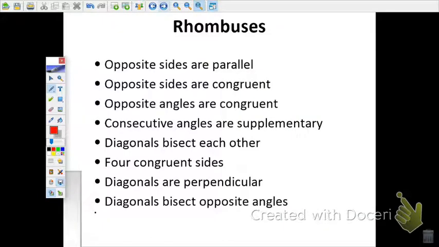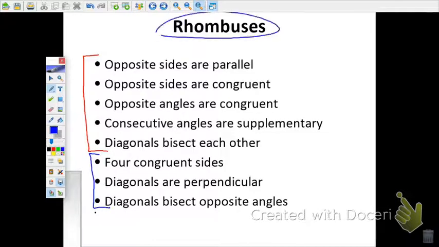Another shape that we're going to talk about today is the rhombus. So again, I'll give you a minute to get this in your notes. As we look at the properties of rhombuses, similar to rectangles, these first 5 properties, again, are those properties we worked with last week with the parallelograms. So any parallelogram has these. A rhombus is a special type of parallelogram. The last 3 properties apply to rhombuses.